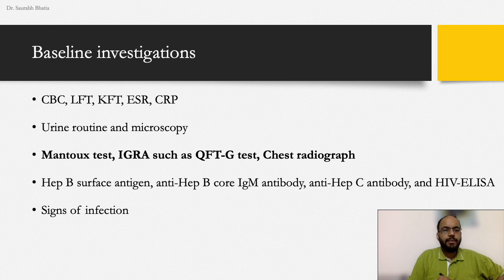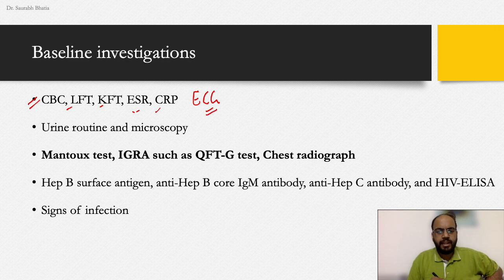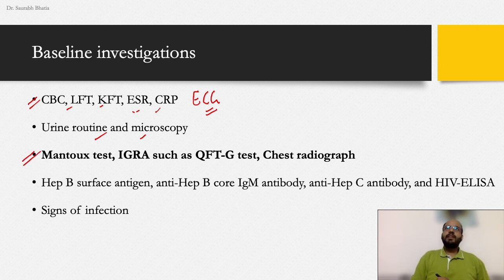Baseline investigations include the same CBC, LFT, KFT, ESR, CRP. I would like to say that it's a good idea to always add ECG also to look at the cardiac functioning. Urine routine microscopy to look at any signs of infections. Now, you have to screen for tuberculosis in a country like India where TB is endemic.